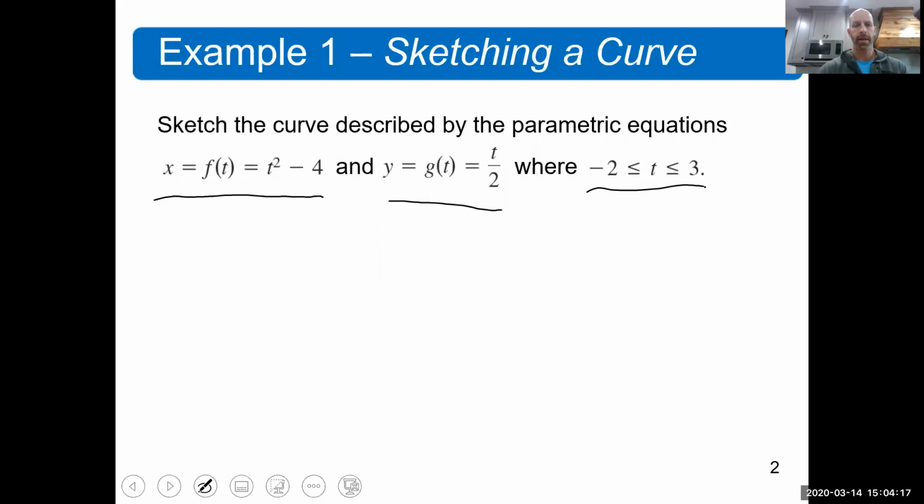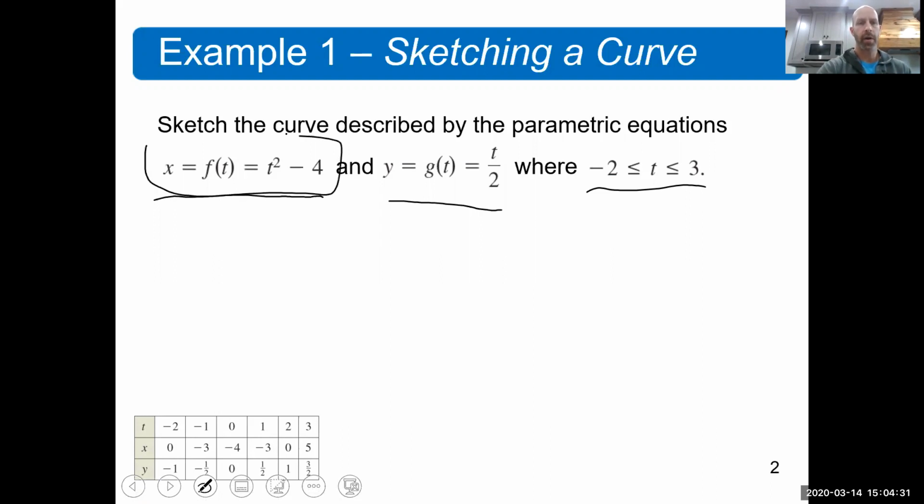Now we're trying to sketch this thing, so I'm going to cheat here a little bit and show you I've got a table here. We're going to build a table of values just like you would if it was any other equation. Let me explain how you would create this table. If we look at this x component again, if we put in -2, and by the way, that's the first value of our domain, and you plug -2 into the t squared, you get 4, and 4 minus 4 is 0. So that's why x is 0. If you plug -2 in for the y component, you're going to get -2 over 2, which is -1. So that explains where we got those values.